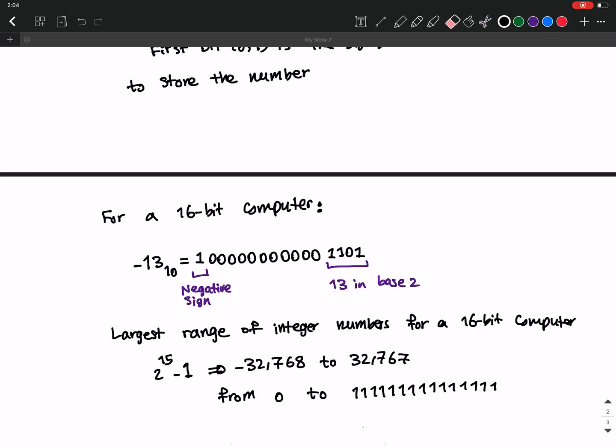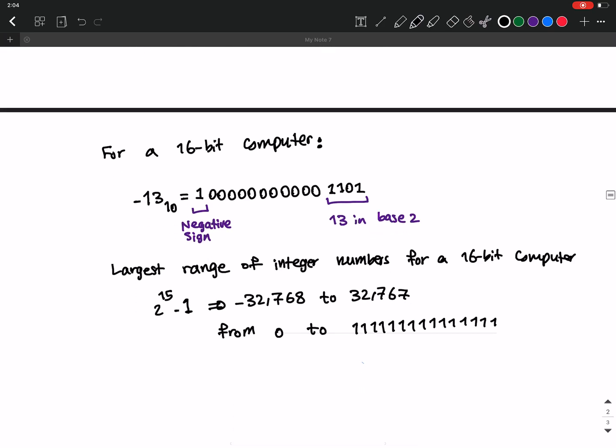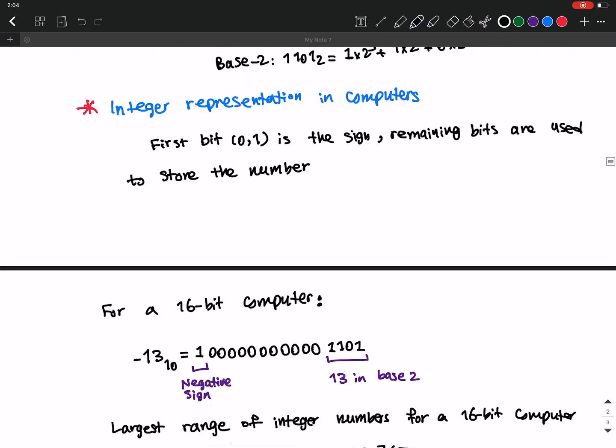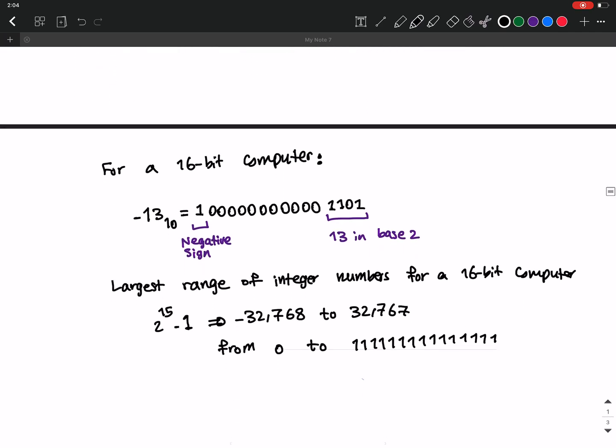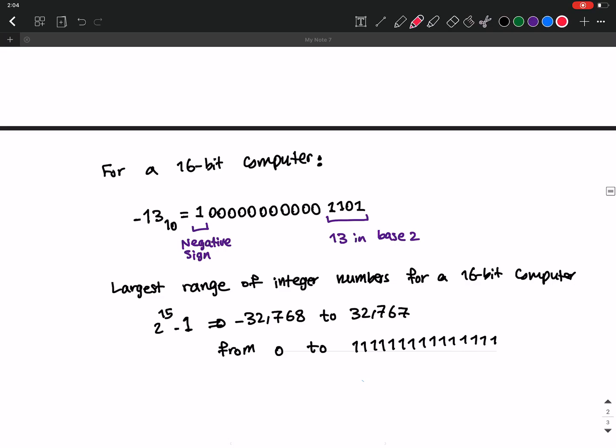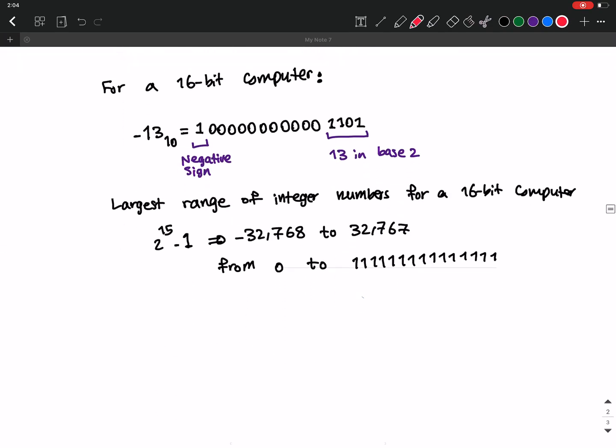Okay, so this is how much we can represent the number, and this is for integer representation in computer. So it's pretty straightforward how we can represent integers in computers. And now I want to talk about floating number representations, which might be a little bit trickier than that.